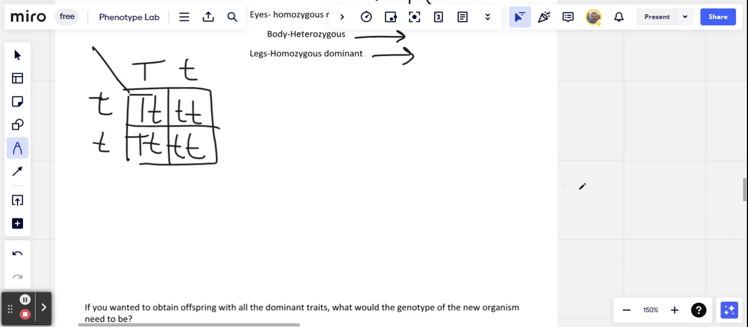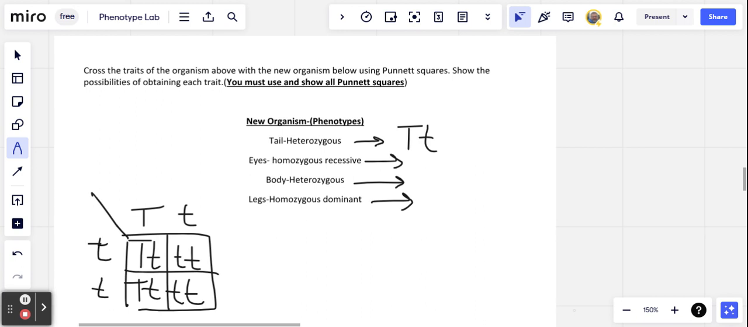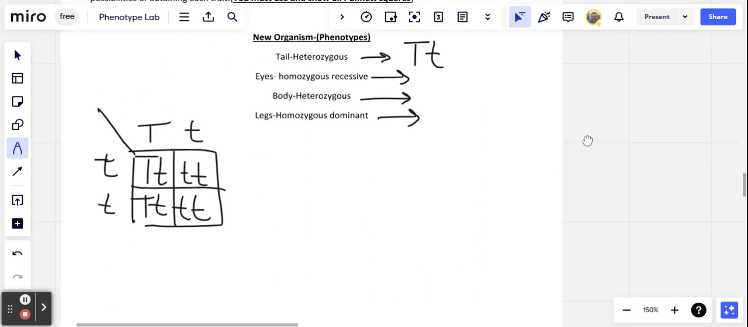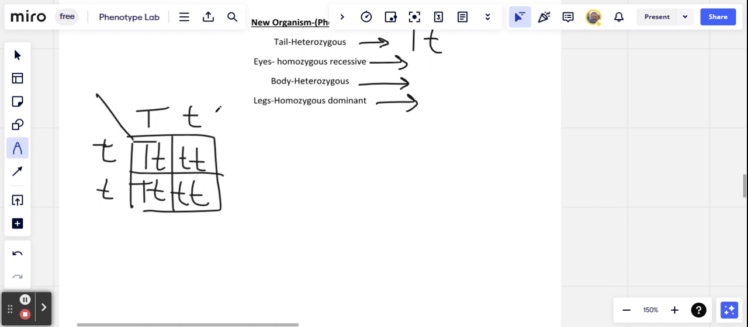So now, look at the directions. It says, the possibilities of obtaining each trait. So this is your straight tail versus curly tail. And then it's heterozygous, but we know for the tail, we're just going to put S equals dominant. Okay, and curly is recessive.